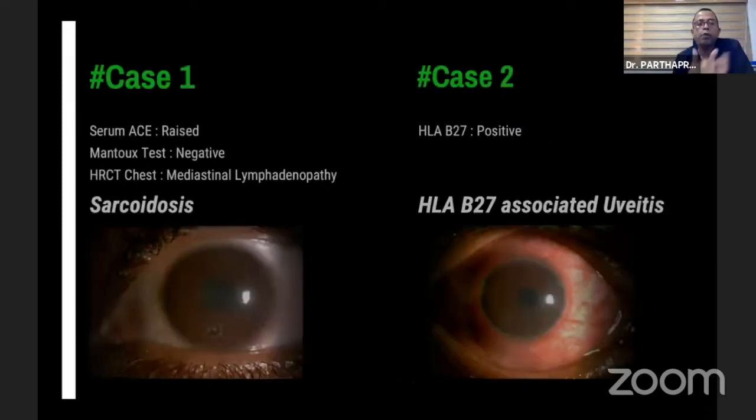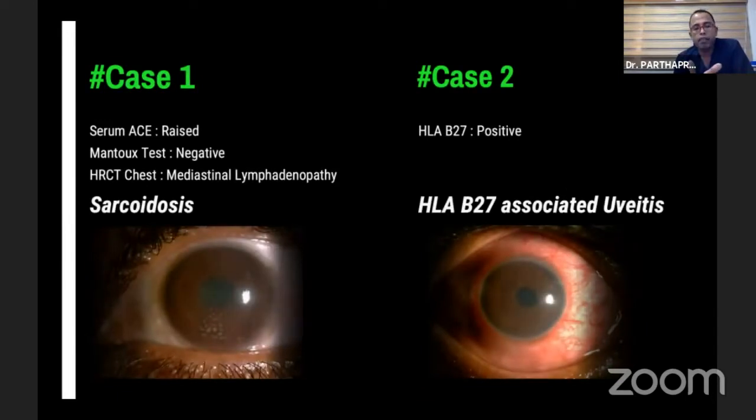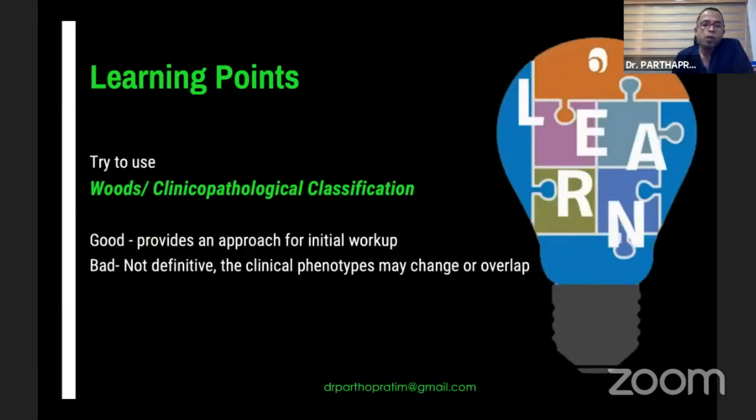So we went ahead and investigated the patient. In the first patient, the serum ACE was raised, Mantoux test was negative, and HRCT showed mediastinal lymphadenopathy. So the first patient was diagnosed as a case of sarcoidosis, and in the second patient, HLA-B27 was positive and the patient was started on treatment.